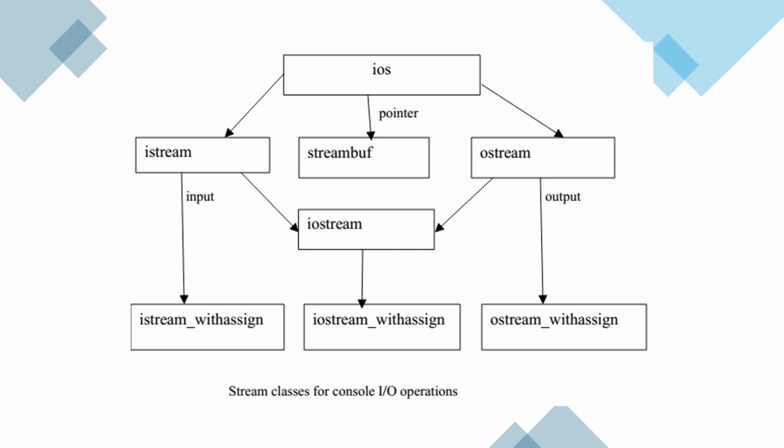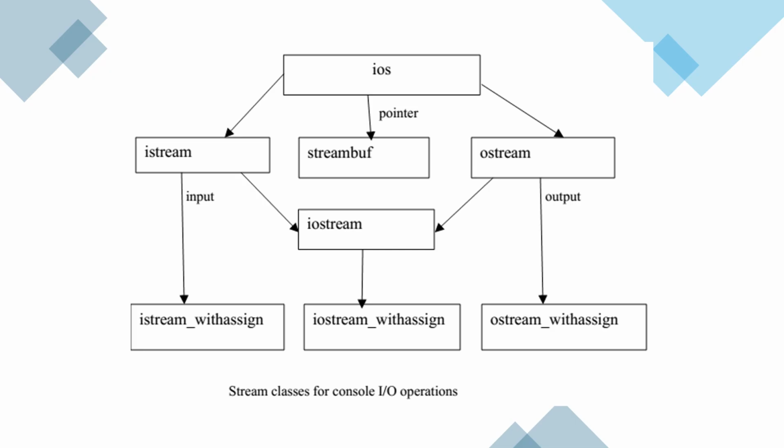IOS will be the base class. Next, what all the classes inherited? istream and ostream, and in between, by using the pointer, stream buffer is there. After that, the input and output streams together form an iostream. After that, istream forms an istream with assign, then iostream with assign, then ostream with assign.